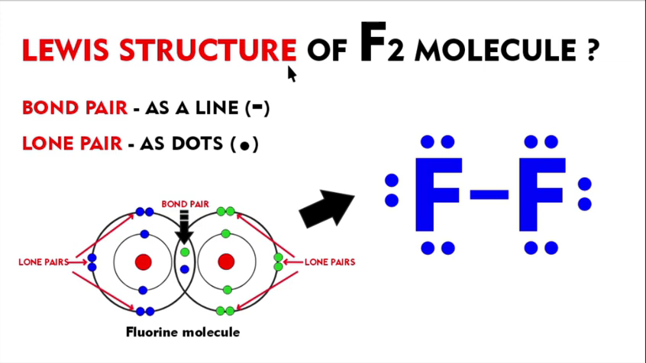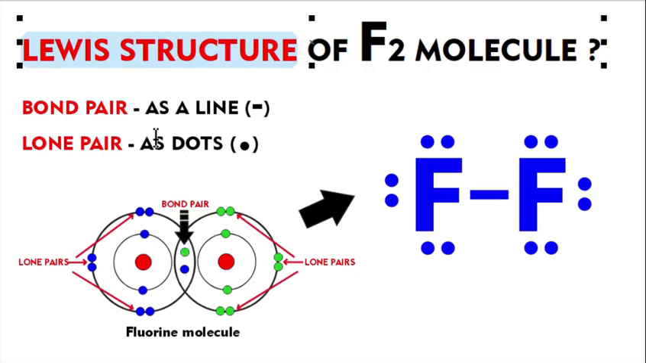That was the representation of shell wise or energy level wise, how they made this bond between these fluorine atoms. And now, to make it easy, scientists have proposed different structures to represent the covalent bonds. So Lewis structure. First of all, we see the Lewis structure of F2 molecule. The same shell structure we are now converting to Lewis structure.